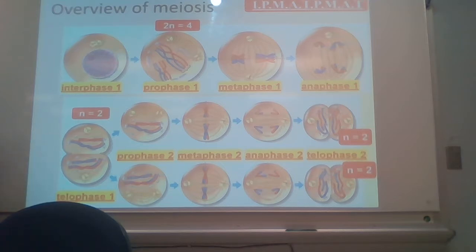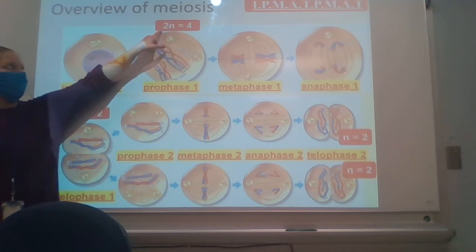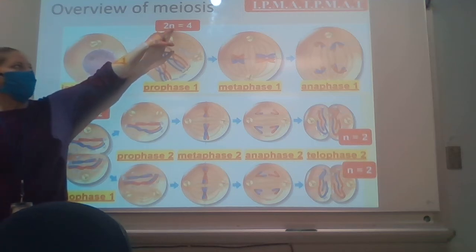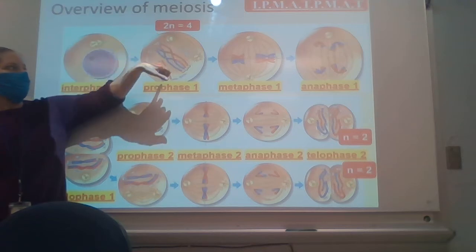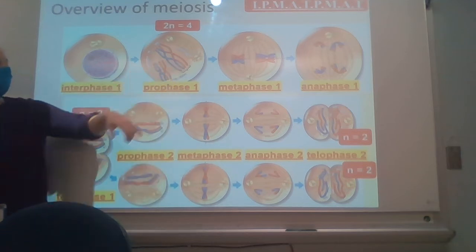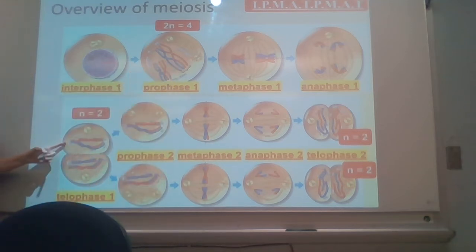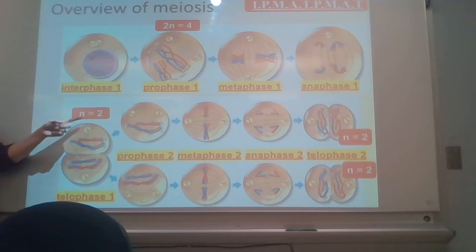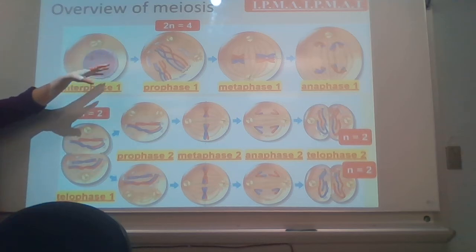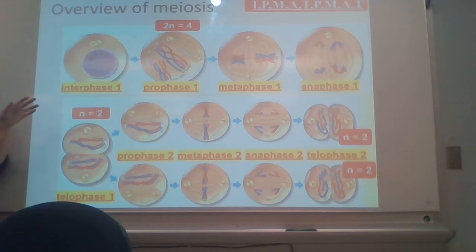A really important thing to notice here is our notation, 2N, which means that we have 2 copies of each. It's diploid, with a total of 4 chromosomes. When we get to this point, each cell only has 1 copy of each. It's haploid and only has 2 chromosomes. So meiosis 1 is the reductive division, where we're going from having 2 copies of each chromosome, 4 total in this case, to having 1 copy of each homologous chromosome.